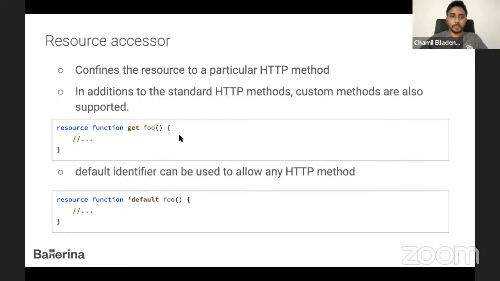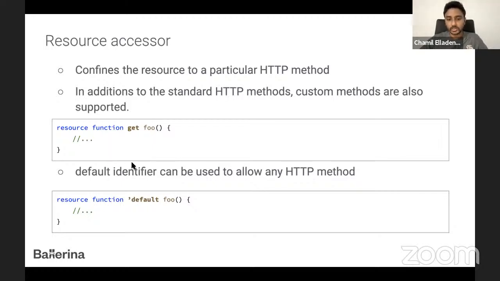The resource accessor. Resource accessor is one of the key features which brings a first-class support to HTTP by defining the accessor in the resource itself. The resource accessor confines the resource to a particular HTTP method, and you can specify the standard HTTP methods such as get, put, post. Likewise, only the compatible request will get dispatched to this resource. Otherwise, it will result in a 405 method not allowed. So here in this sample, this resource will get confined to the get request.